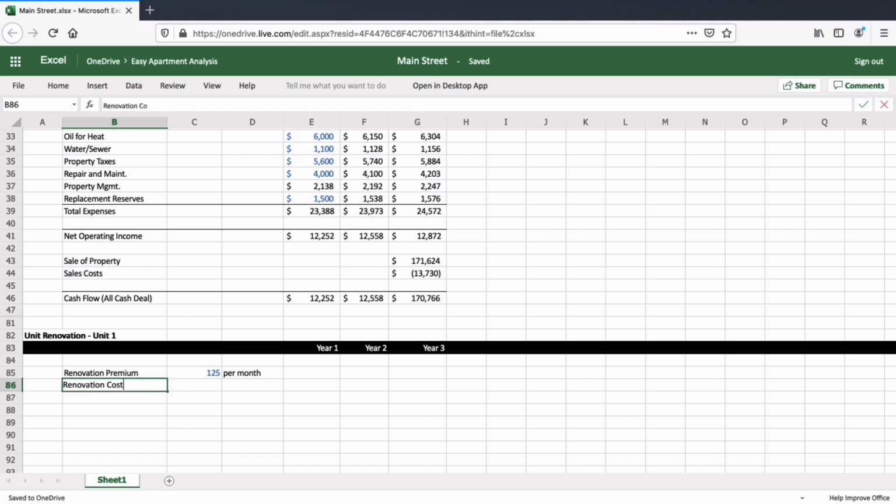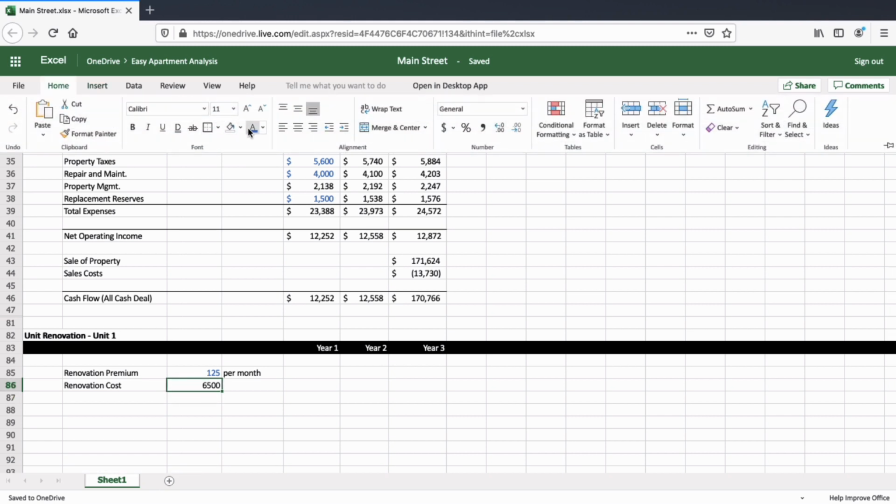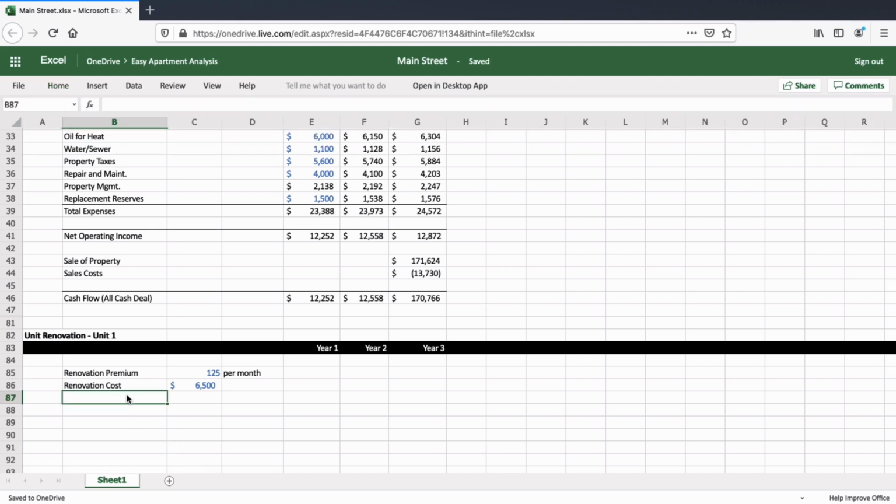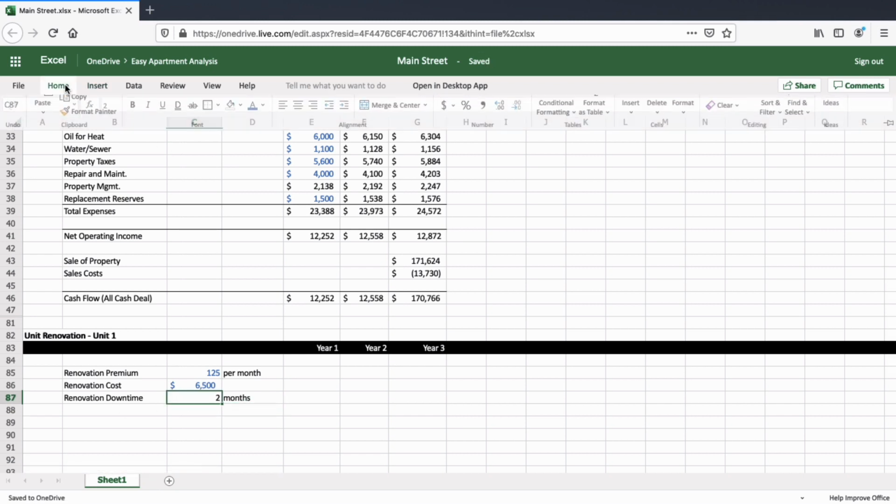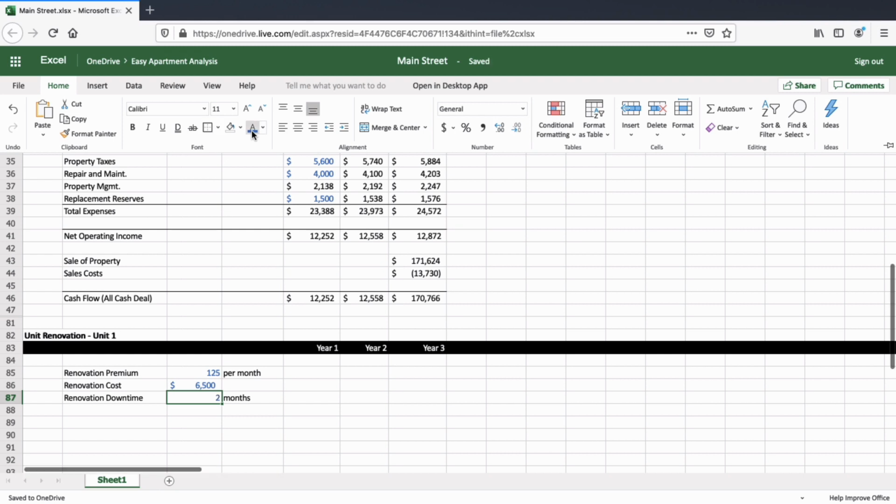Renovation cost. We said it was $6,500. Make it blue. And make it a dollar amount. We discussed renovation downtime a little bit ago, but we didn't actually make an assumption for it. So renovation downtime. Let's assume it's going to take 2 months. Make the assumption blue.